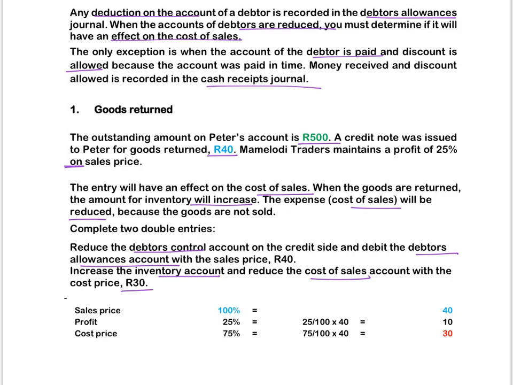The profit was made on sales price. That means the sales price is 100%, the profit is 25, so the cost price is 75. The sales price is given as 40 Rand. So if you want to calculate the cost price, you will take the 75, the amount that you want, divided by the 100% that is known, times 40 Rand, and that will give me 30 Rand.